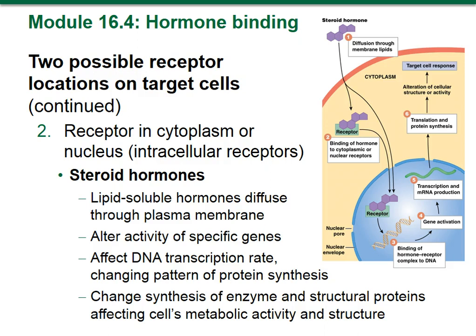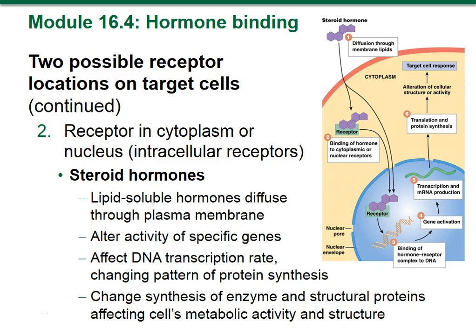So now we're going inside of the cell. And the types of hormones that will bind to these receptors are the steroid hormones. These are lipid-soluble hormones. They diffuse through the plasma membrane. So obviously they have to be able to get through the membrane, so they're going to have to be lipid-soluble, because you'll remember from 168 that the majority of the cell membrane is lipid, a high lipid content. It's got a lipid bilayer. And water-soluble things can't get through fats.